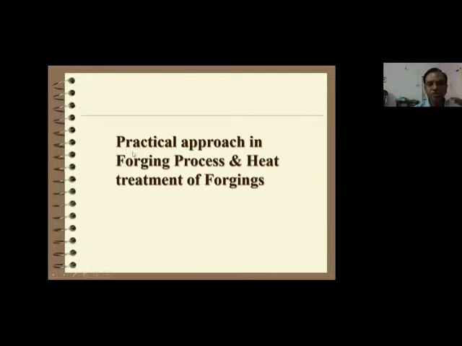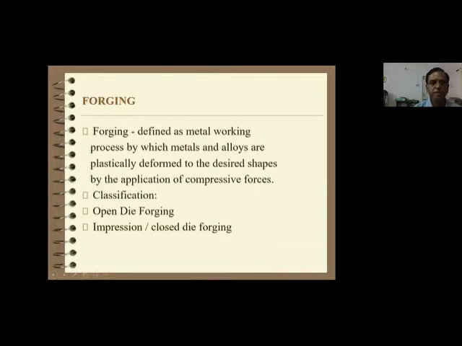The topic for the presentation is practical approach in forging process and heat treatment of forging. Basically, when we say forging, what is the definition of forging? Forging is defined as a metal working process by which metals and alloys are plastically deformed to the desired shapes by the application of compressive forces. Basically, the raw material is heated and placed in the dies, and it acquires the shape of the impression of the die. The temperature normally followed for carbon steel forgings is around 1250 to 1260.